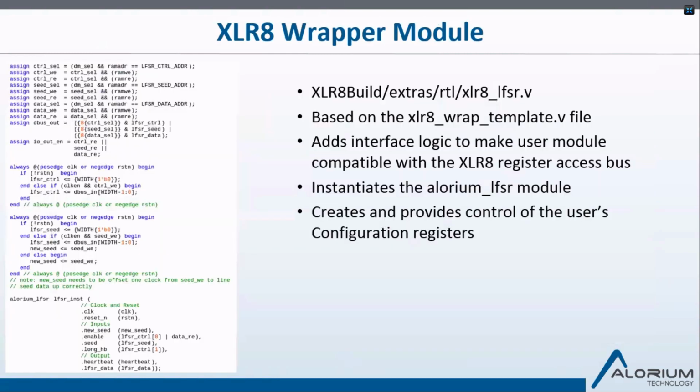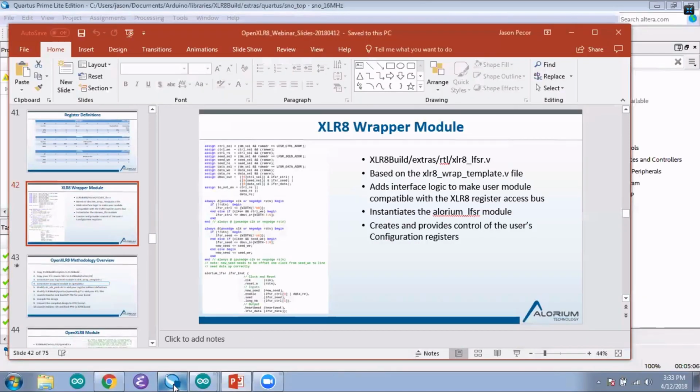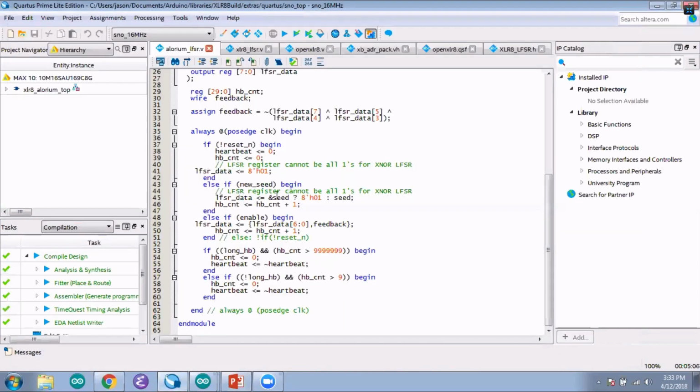So now let's look at the wrapper module itself. As I said earlier, this module is intended to add an interface to the configuration register data bus. So we'll be renaming it now to Accelerate LFSR and then instantiating our module in there. I'll go look at the code itself by bringing up Quartus.